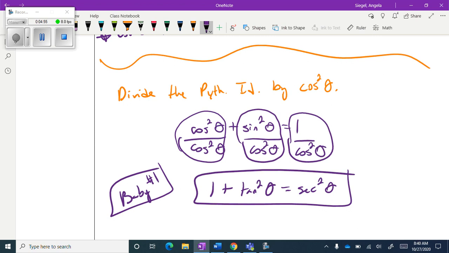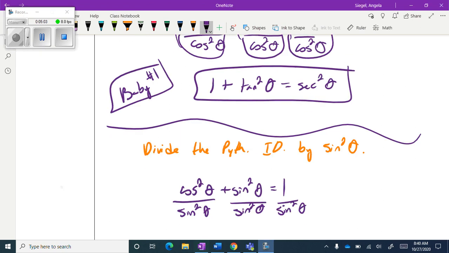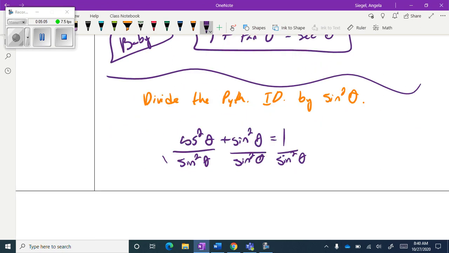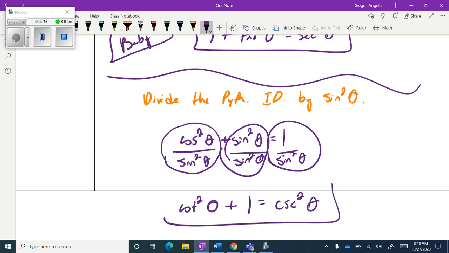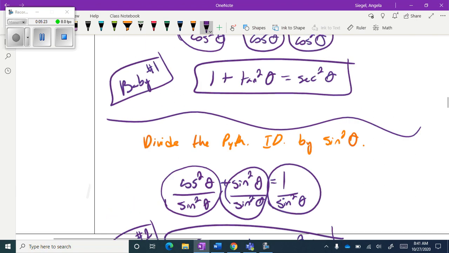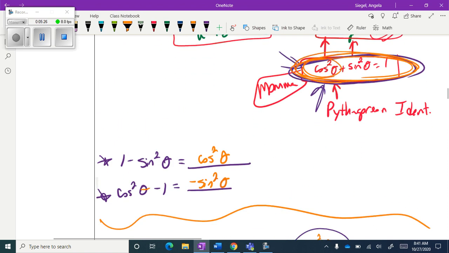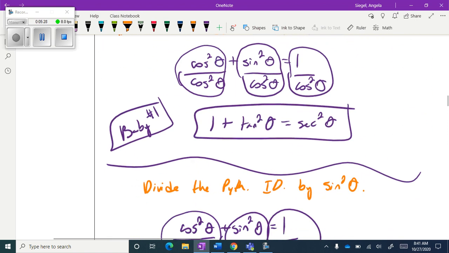Okay, we're going to do the same thing, except now instead of dividing by cosine squared theta, we're going to divide by sine squared theta. Okay, so when we do this, this becomes cotangent squared theta. This becomes 1, and this becomes cosecant squared theta. So this is the second baby. And we are going to use these three identities all the time. They're pretty popular.